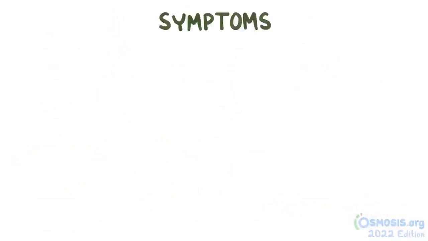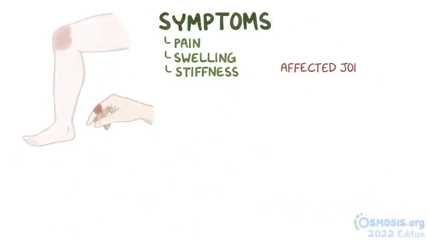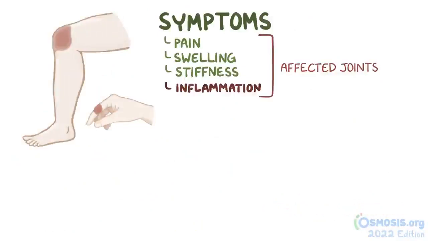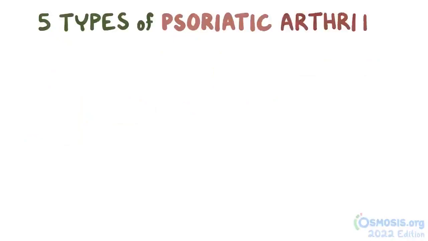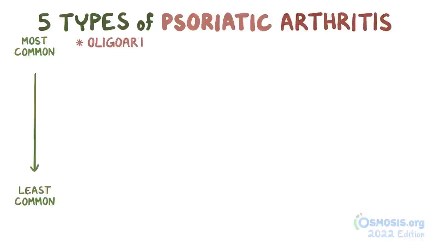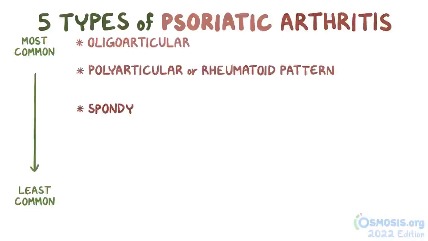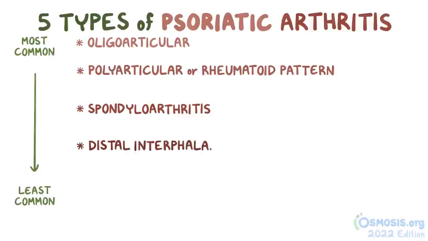The symptoms of psoriatic arthritis include pain, swelling, and stiffness in the affected joints. And since psoriatic arthritis is inflammatory, these joints are generally red and warm to the touch. Now, different joints can be affected, and there are 5 different types of psoriatic arthritis. In order from most to least common, there are oligoarticular, polyarticular or rheumatoid pattern, spondyloarthritis, distal interphalangeal predominant, and arthritis mutilans.